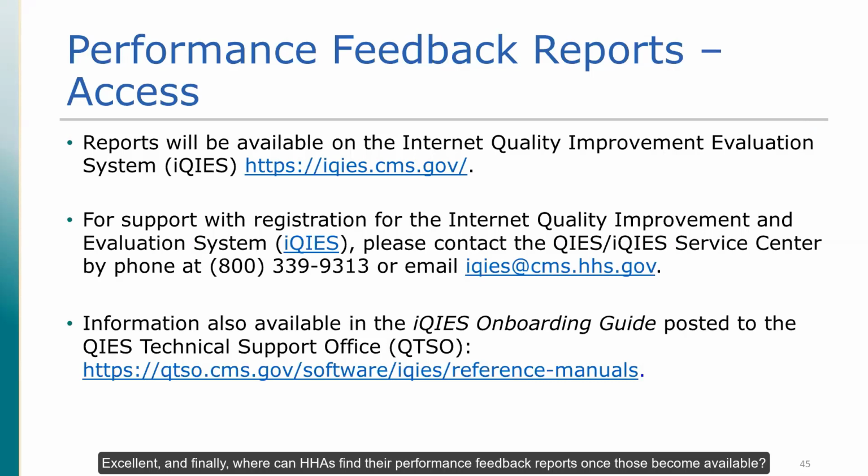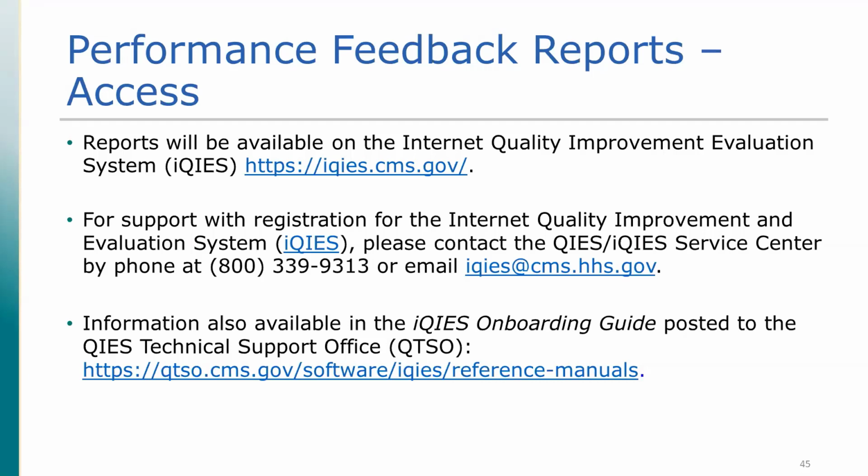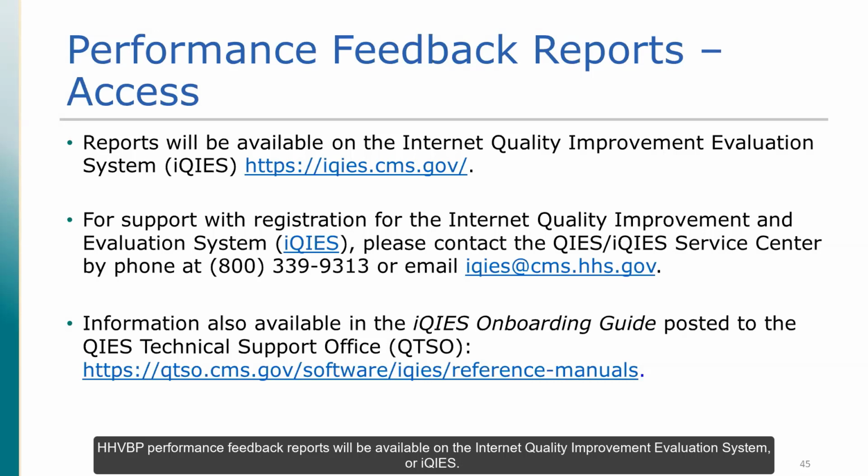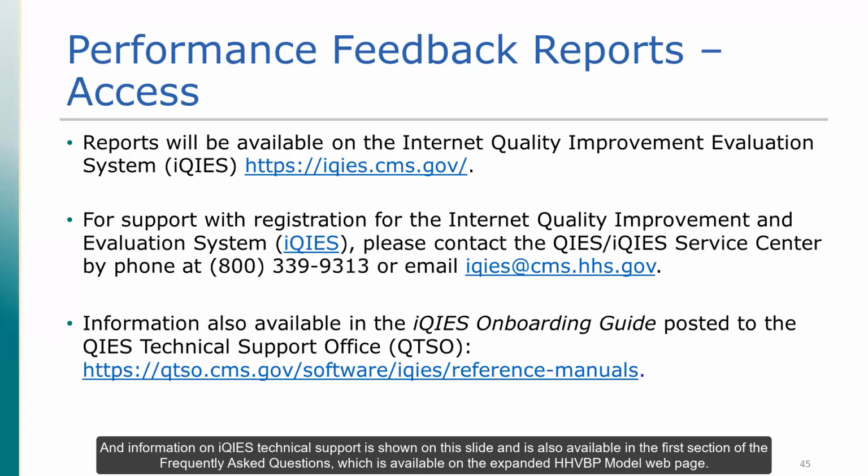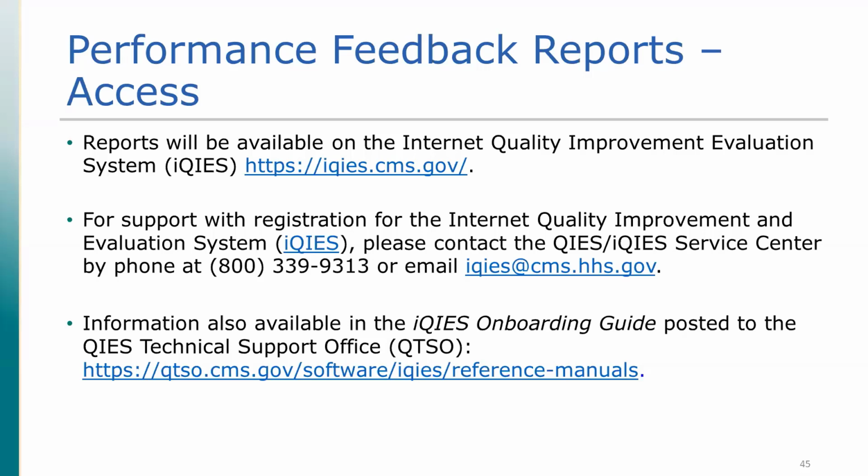Excellent. And finally, where can HHAs find their performance feedback reports once those become available? HHVBP performance feedback reports will be available on the Internet Quality Improvement Evaluation System, or iQIES, and information on iQIES technical support is shown on this slide and is also available in the first section of the frequently asked questions, which is available on the expanded HHVBP model webpage.